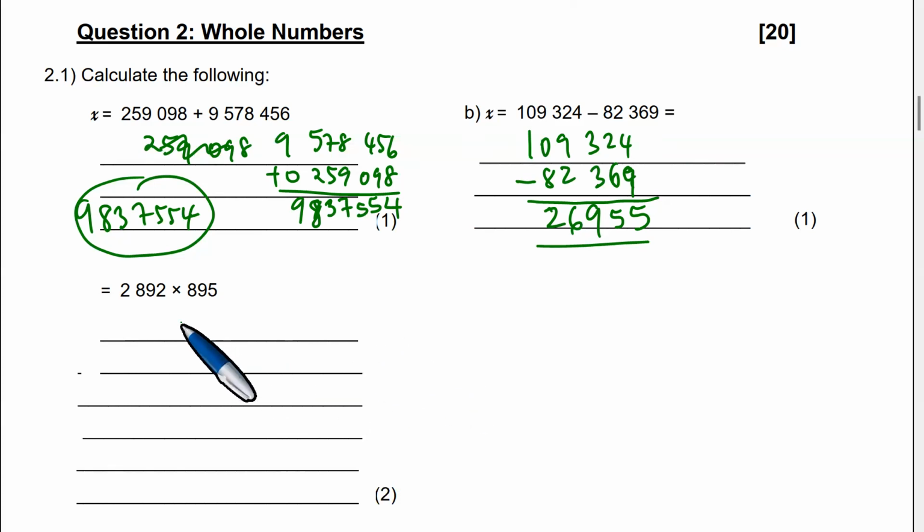So you shall have 2892 times 895. What is 5 times 2? 10. 5 times 2 is 10. And then now that is 2892. You multiply by 895. Okay, I want to test against your answer. What answer did you get, Lindsay?